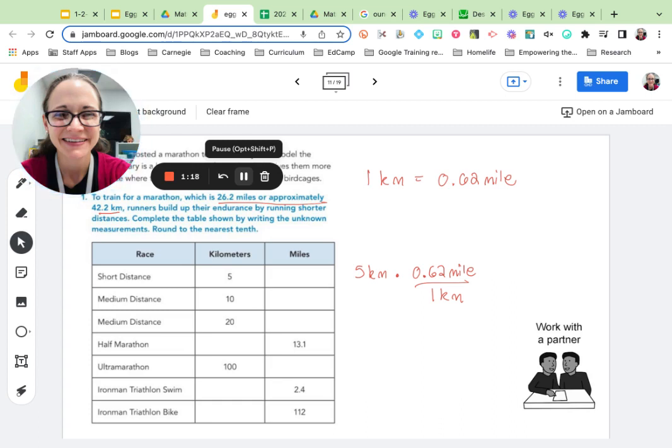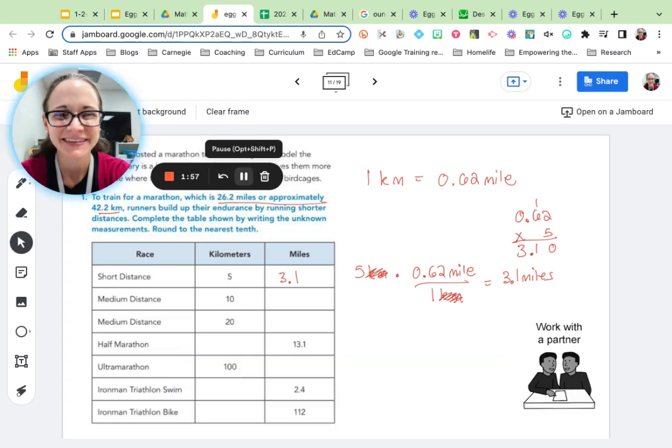Here's one strategy that we could use to find the number of miles in 5 kilometers. We could multiply by the unit rate, like we did in the last lesson. We know there's 62 hundredths of a mile in 1 kilometer, so we could just multiply 5 kilometers times 62 hundredths of a mile over 1. And multiplying that together, what do we get? 3.1 miles. And that's what we go in the first row of our table, 3.1. Notice, just like before, our units will cancel out, leaving us with miles as our units.